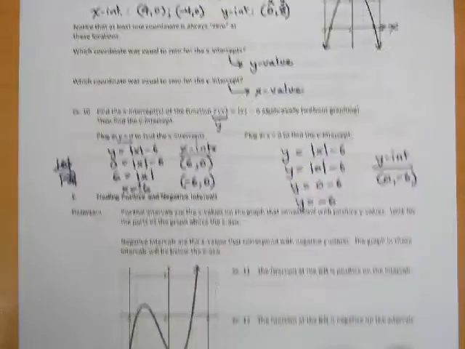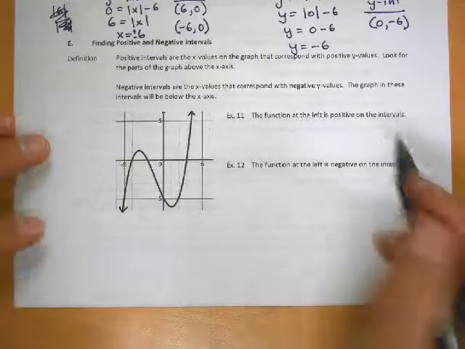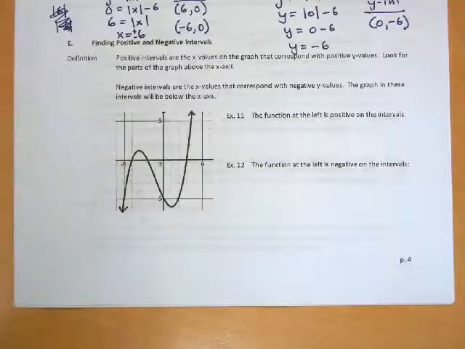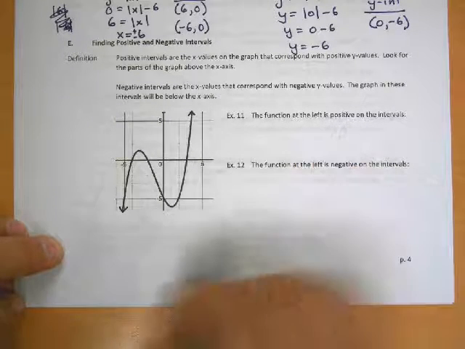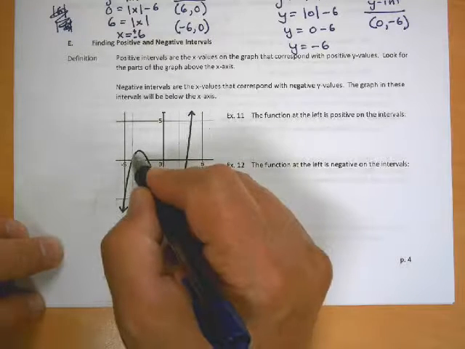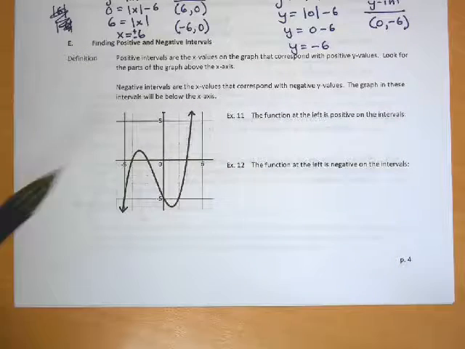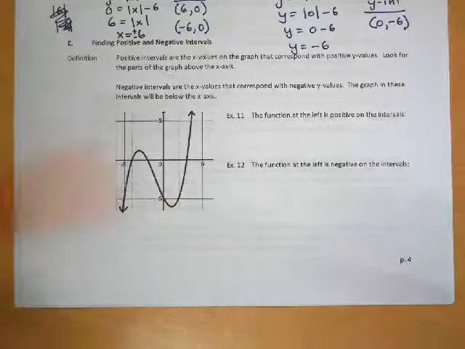Okay, there's a little bit of a shift for finding positive and negative intervals. So you have to understand what these are first, and then you find them. You're looking for places on the graph where the y value is positive, and those locations are part of the positive interval, and they correspond with stuff that's above the x-axis. So right here is up above the x-axis, and this is also up above the x-axis. So I'm going to highlight the positive intervals here, and I'll use green for them.